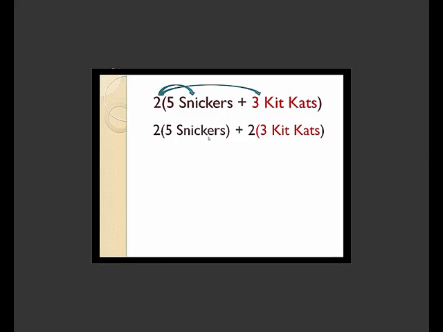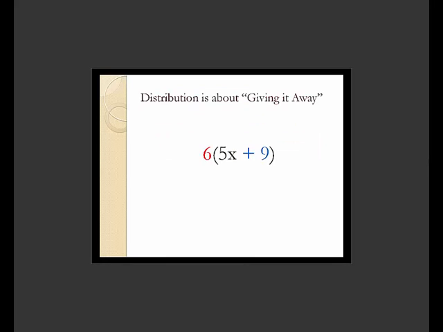See, 2 times the 5 Snickers and 2 times the 3 Kit Kats. And when I multiply each one of those products, I get 10 Snickers and 6 Kit Kats, exactly what we got the other way. So this method is using the distributive property to simplify the above expression. Let's try it with some symbols, some numbers and letters.